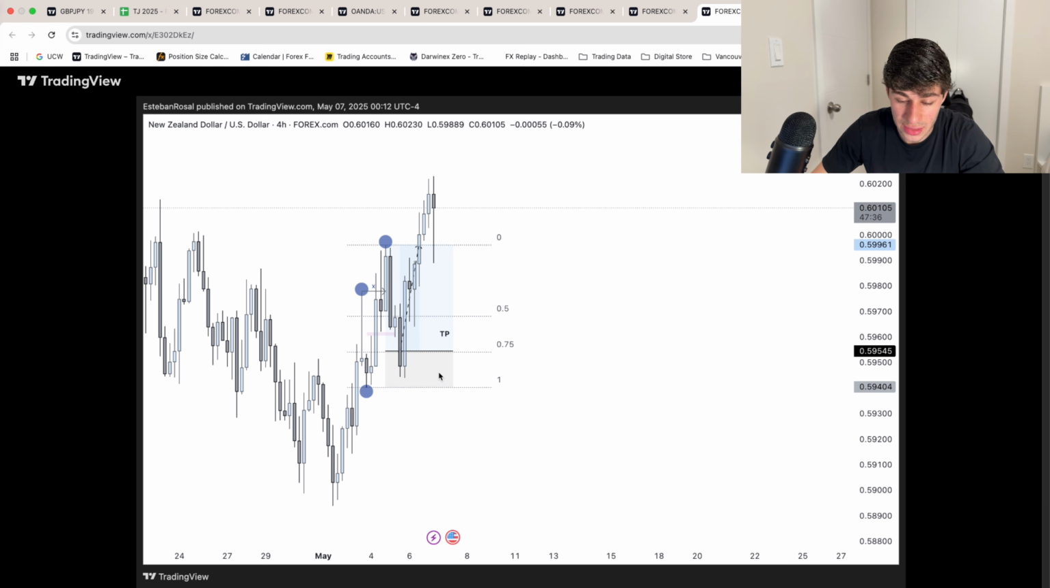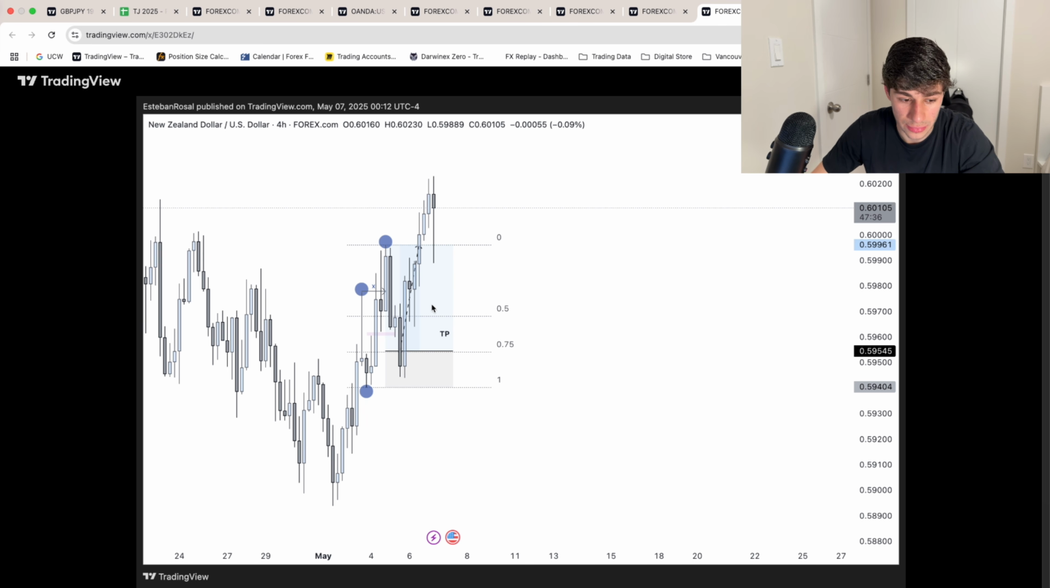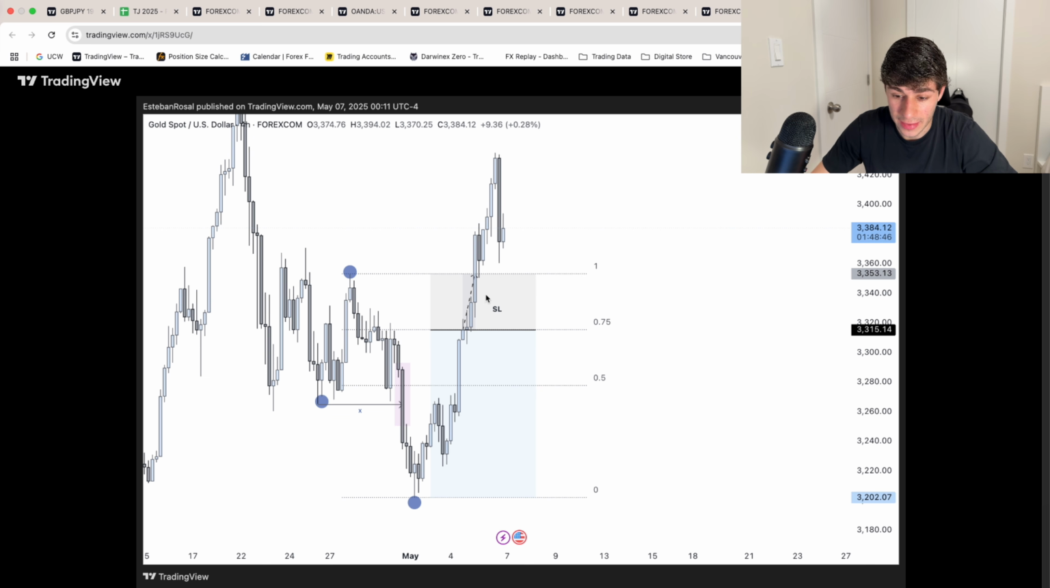Then we had this take profit on NZD USD, very similar to this one, right? Very, very similar trades with all my rules in place. So a nice take profit. Then I'm going to speak about this one in a second. And this one was a stop loss.